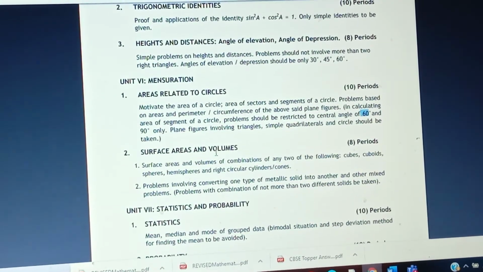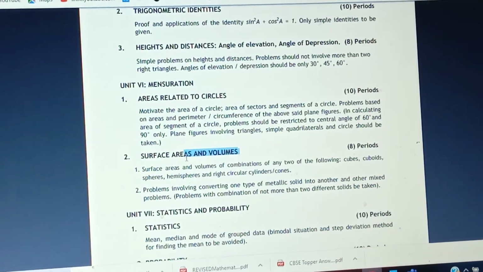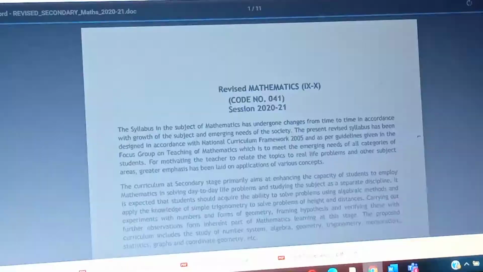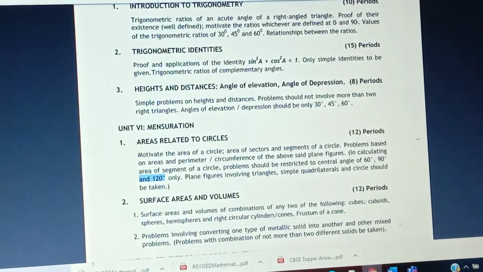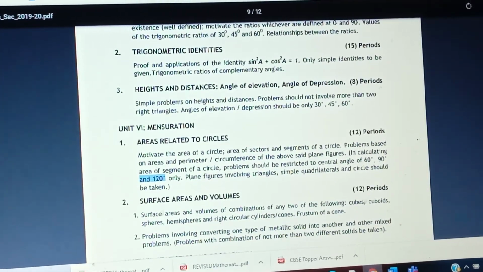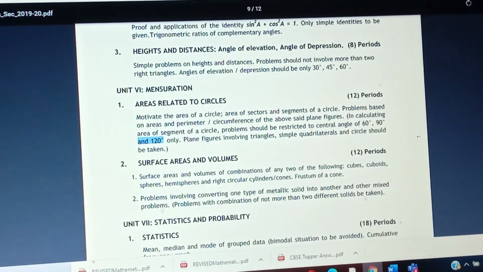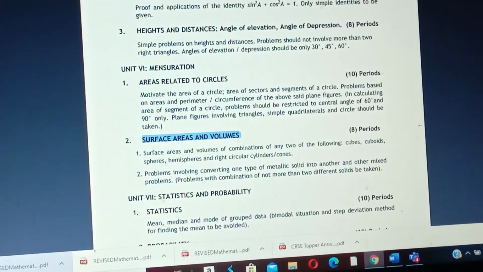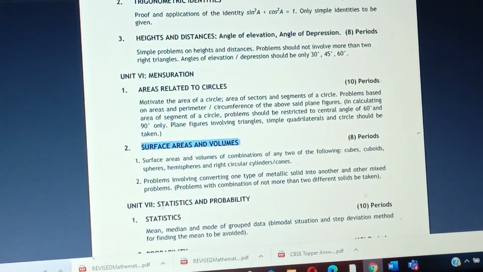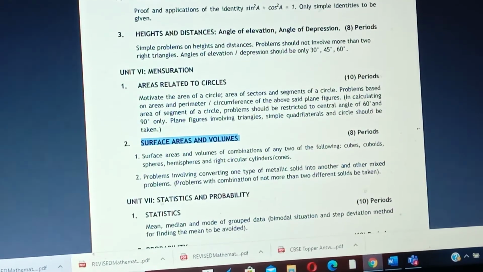And then comes surface area and volume. Surface area and volume this year has only 8 periods. Last year surface area and volume had 12 periods. So 4 periods have been reduced. These 4 periods straight away go to your frustum part.